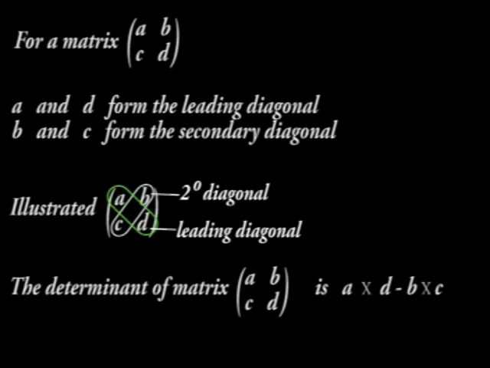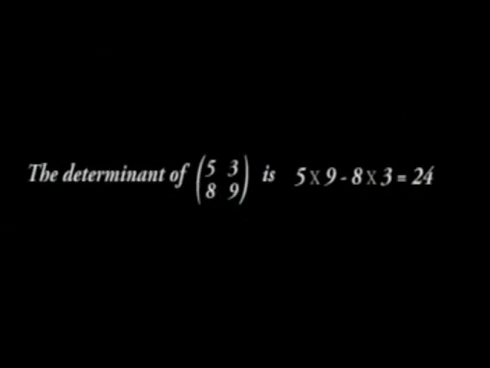The determinant is always positive. The negative sign is ignored if the result AD minus BC is negative. For example, the determinant of the matrix 5, 3, 8, 9 is given by 5 times 9 minus 8 times 3, which is 24.